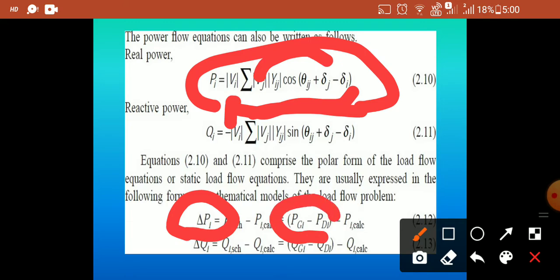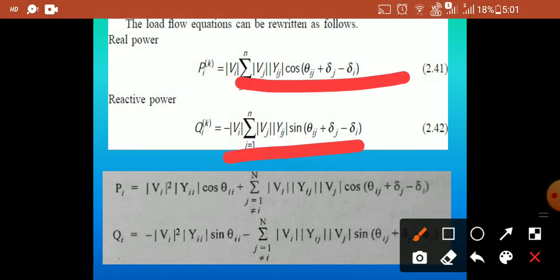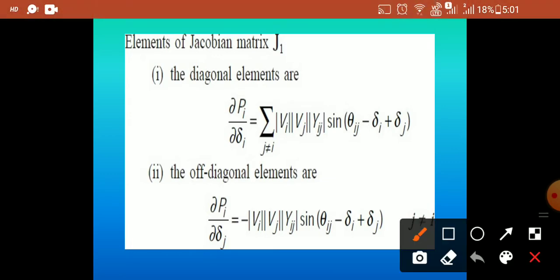So del P, the change in magnitude, is scheduled minus calculated. So scheduled power is power generation minus power demand, minus calculated. Same thing for reactive power. Here the real power flow equation is given like this. So, splitting up this P_i into self admittance and mutual admittance terms, Q is also in terms of self admittance and mutual admittance. So these are the Jacobian elements.